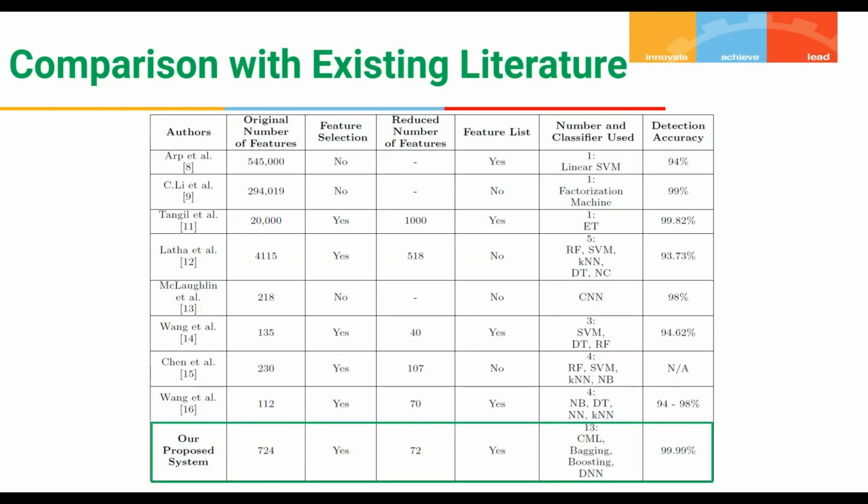When comparing with existing literature, our proposed system reduced the merged feature set to 10% of the original, that is 724 to merely 72. We also validated the generalizability of the proposed approach by building models for 13 different machine learning and deep learning algorithms in 4 different categories. We achieved the highest detection rate of 99.99% for the AMD dataset after feature reduction on the merged feature set. We also published the final list of permissions, intents, and opcodes after the reduction.